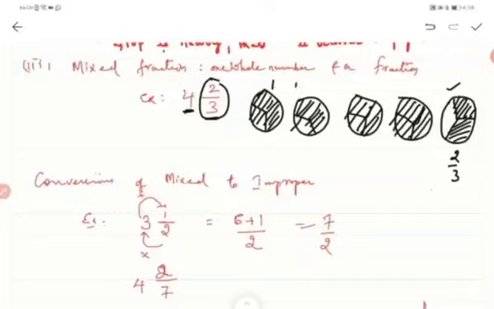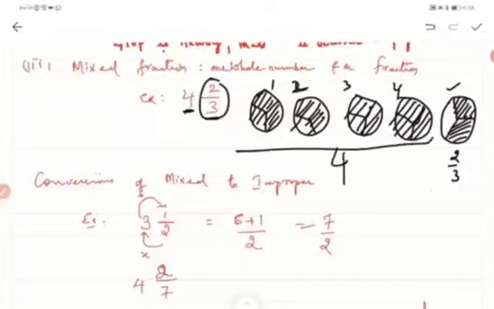So we have 1, 2, 3, 4, they are whole 4, completely 4 circles. And the fifth one is a fraction, the part of the whole, that is 2 by 3. So we have 3 parts in this, and out of these 3 parts, we used only 2. So it is 4 2 by 3. In this way you represent your mixed fraction in pictorial form. I hope this is clear. I'll take one more example of how to draw.